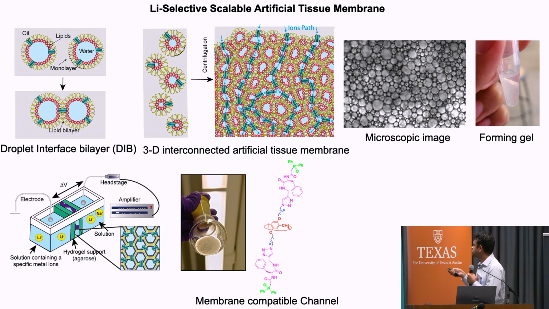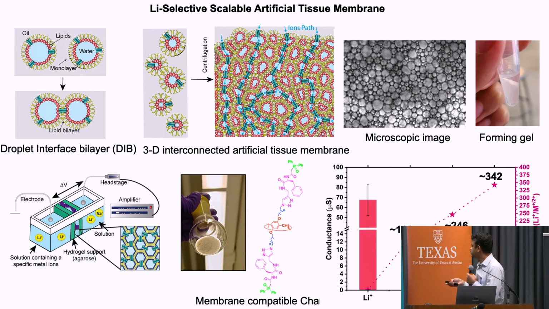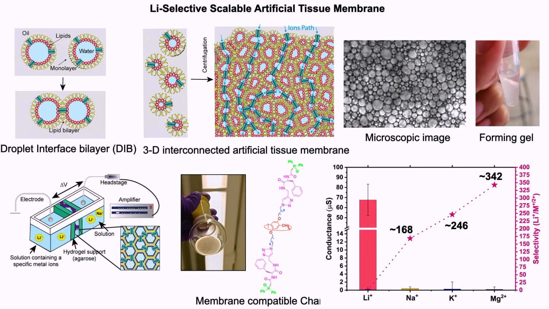And then we incorporated it into the scalable membrane, and here is the conductance data of each ion, and from this we found the selectivity: it transports lithium at a rate 160 times higher than sodium, 246 times higher than potassium, and more than 300 times than magnesium.